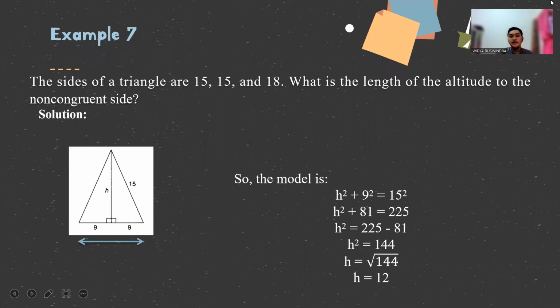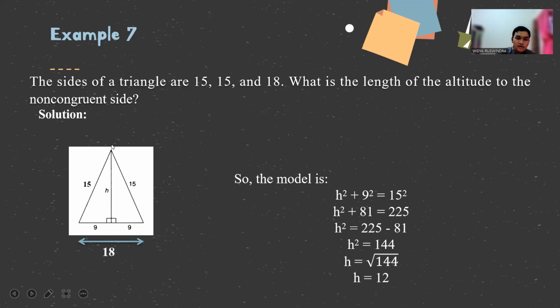Next, example 7. The sides of a triangle are 15, 15, and 18. What is the length of the altitude to the non-congruent side? Okay, we get the illustration. This is an illustration of a triangle with sides 15, 15, and 18. The 18 is this side.